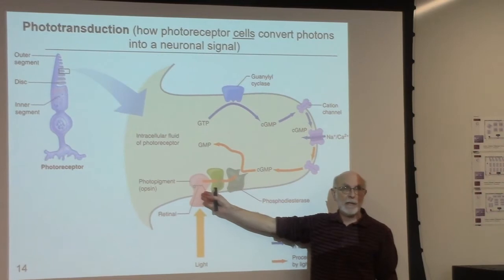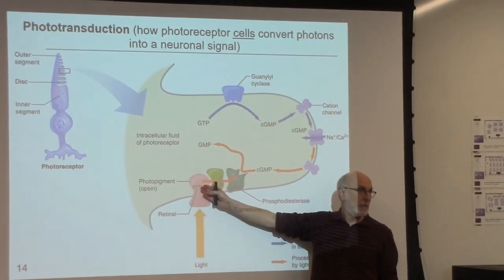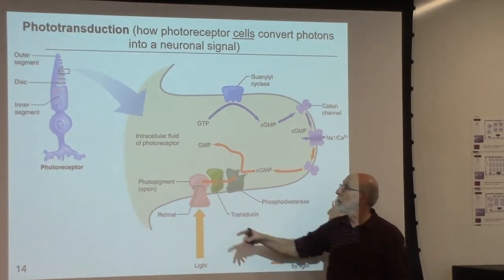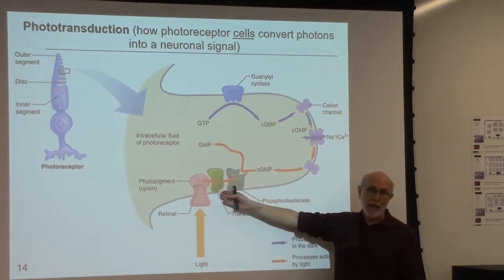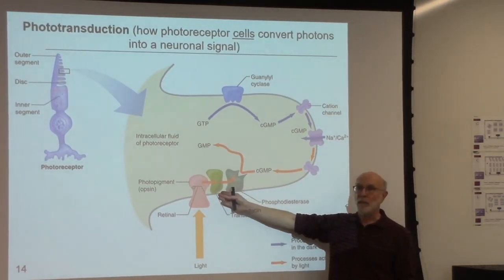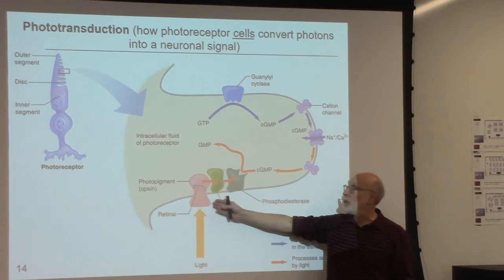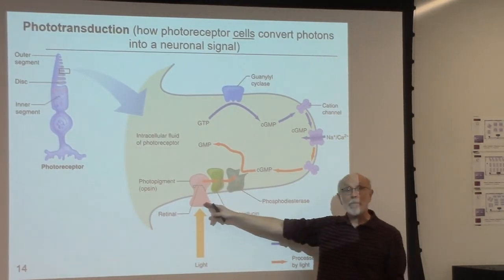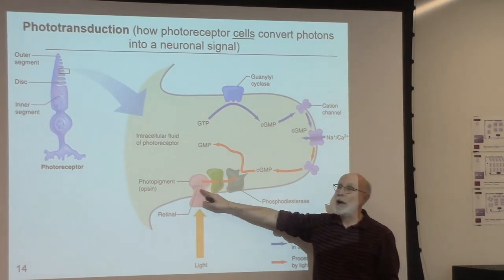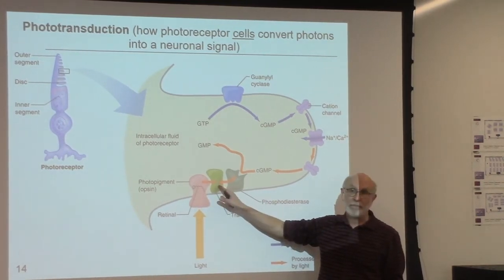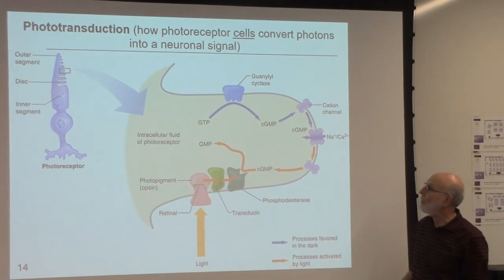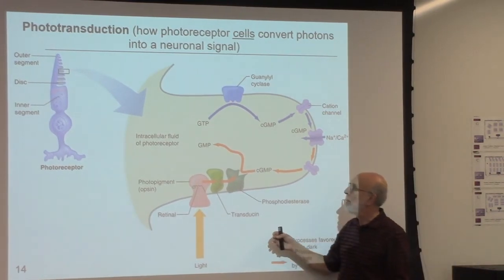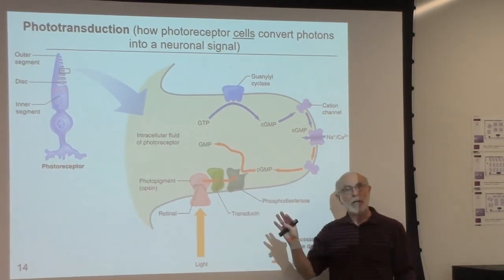High density of opsin with its bound retinal. High density of the transducin that is linked to the opsin. Remember, what gives us color vision is a difference in the opsin, not a difference in the retinal or the G protein. So let's start in the dark.